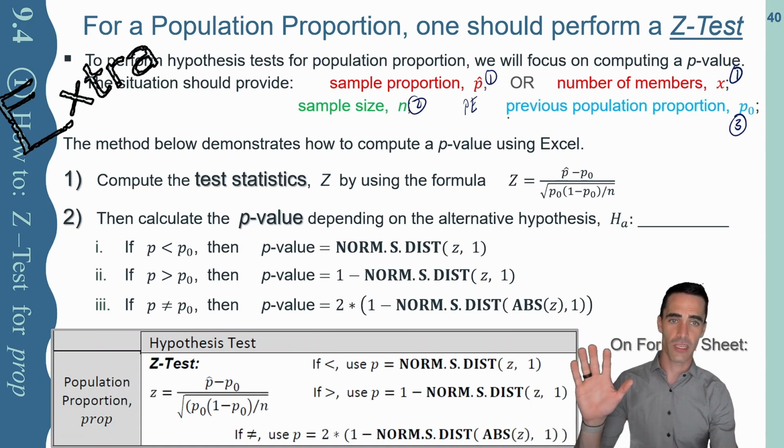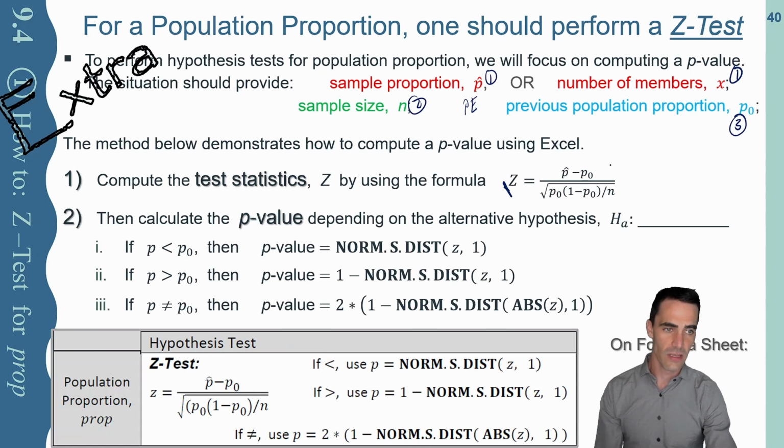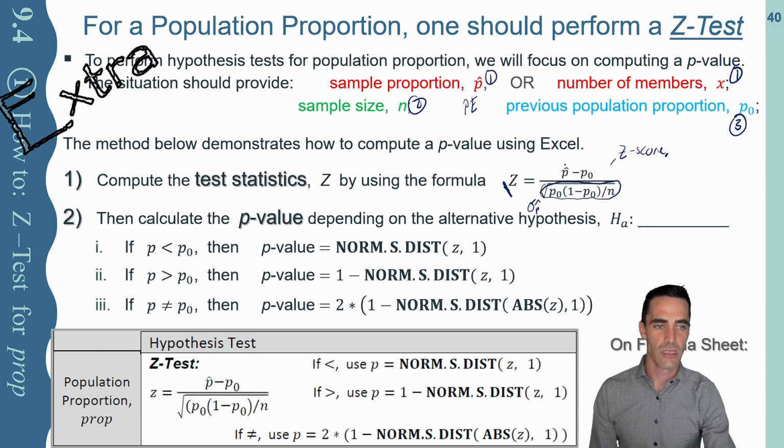Once we have the 3 ingredients, well, now we can generate the critical value. And this Z value is a Z-score. It's a relative position. How far away are we from the mean? And that's exactly what this formula suggests. This, in fact, is the standard error, or the standard deviation of the sample proportions. This is the sample proportion we get, and this is the mean of the sample proportions.